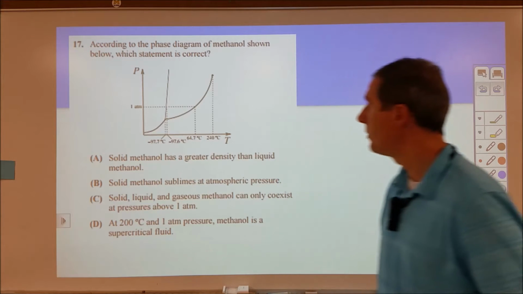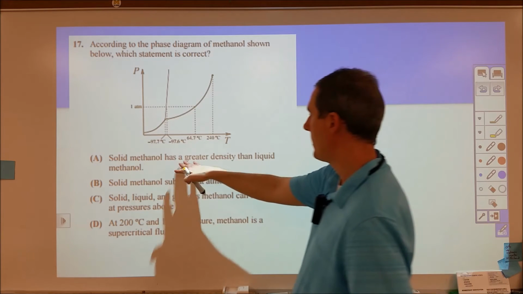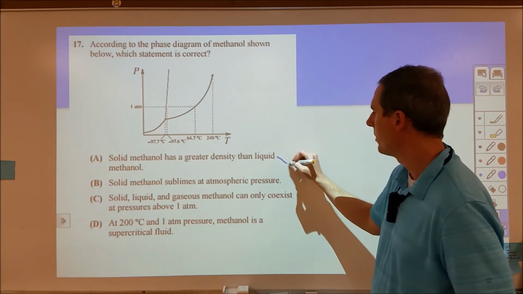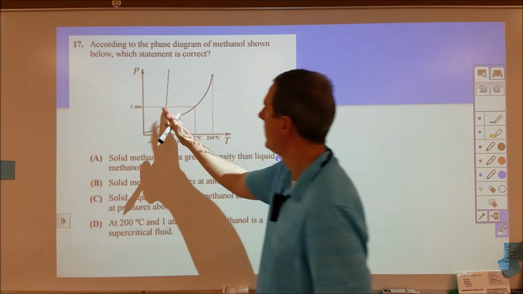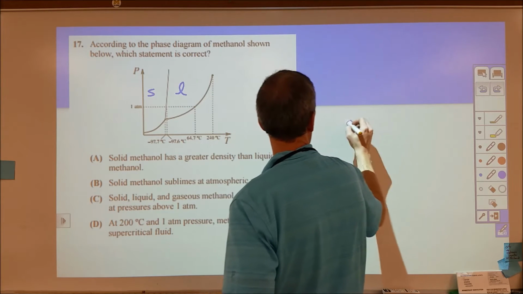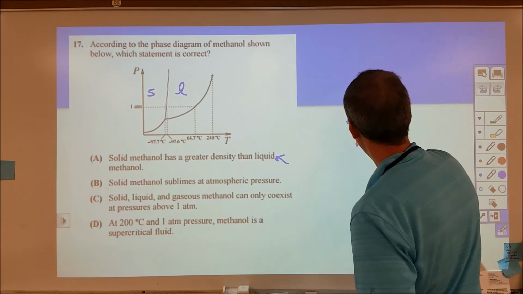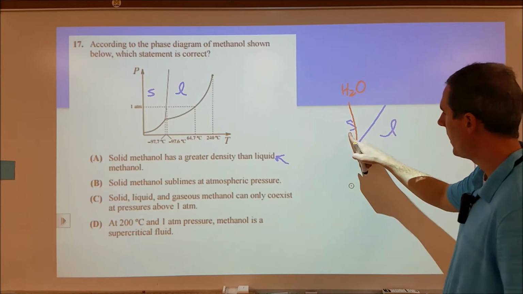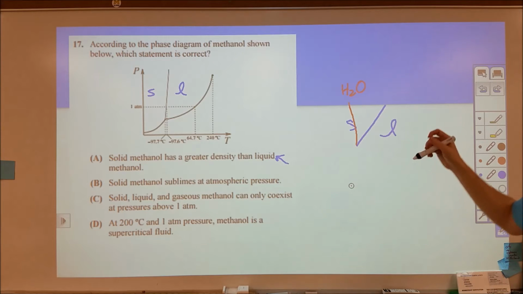All right, number 17, we're given a phase diagram, and we're asked which statement is correct. So in statement A, it talks about the solid having a greater density than the liquid, and I believe this is actually going to be our answer. But what that's referring to is the line here between the solid and the liquid phases. And so between the solid and liquid phases, you can have one of 2 things. You can have a line that goes like this, or you can have a line that goes slightly backwards. And water is the classic case of that. So in water, what happens is when you have the solid and you increase the pressure going up, you form the liquid. And that's because the liquid has a greater density.